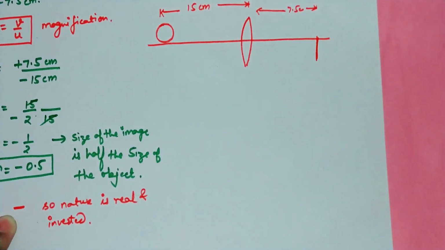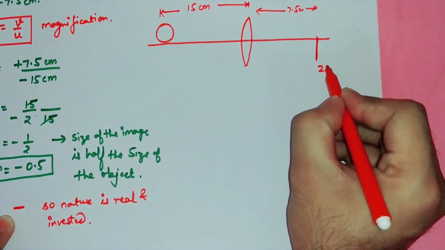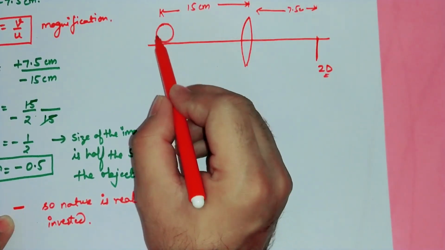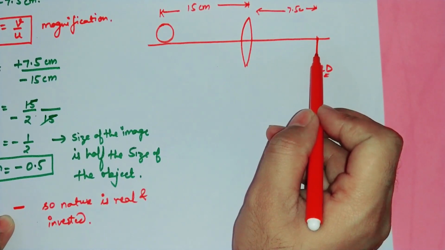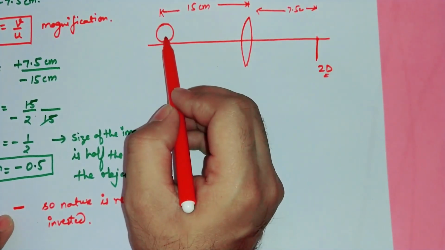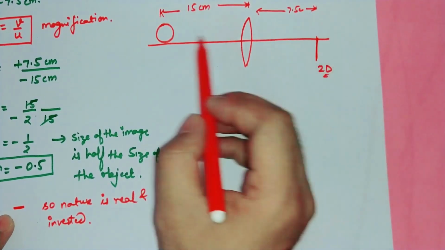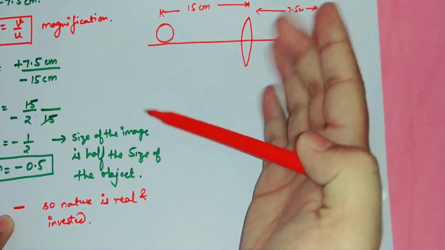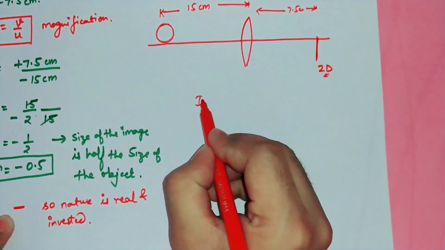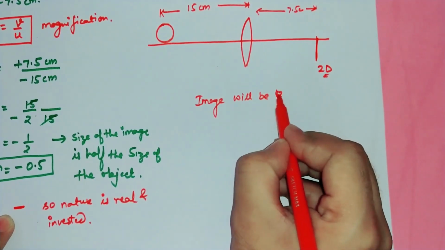This is our screen. The screen is always a two-dimensional, 2D figure, so the image will always form in a two-dimensional figure. If this is a sphere, the image should be a circle, because we are obtaining the image in a two-dimensional plane. So the image will be a circle.